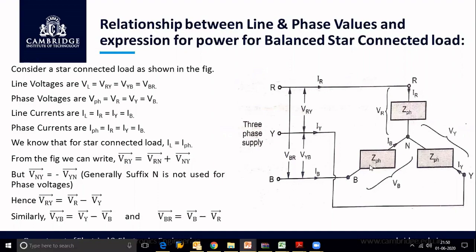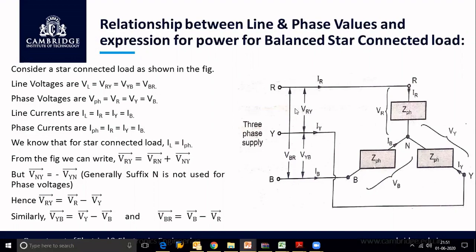So Z phase in all the three phases, if you observe, the load is written as Z phase, Z phase, Z phase. Which means that we have considered a balanced load in all the three phases which have formed a star connection. Now, we are giving a three-phase supply that is R, Y, B. Now, let us analyze what the line voltages and phase voltages are in this circuit diagram.